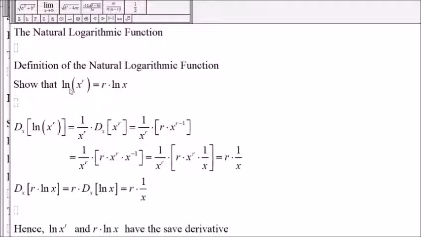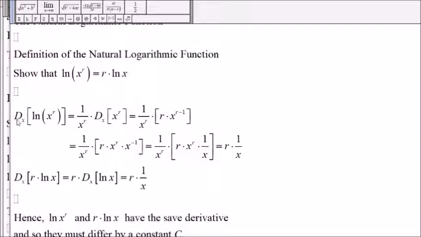And next, we'd like to show that the natural log of x to the r, where r is some rational number, is the same as the rational number times ln x. So the derivative of ln of x^r, by the chain rule, is 1 over x^r times the derivative of x^r. And this is just x with some power r. So by the power rule, the derivative of x^r is r times x^(r-1).